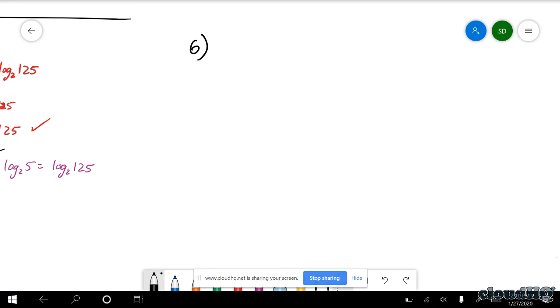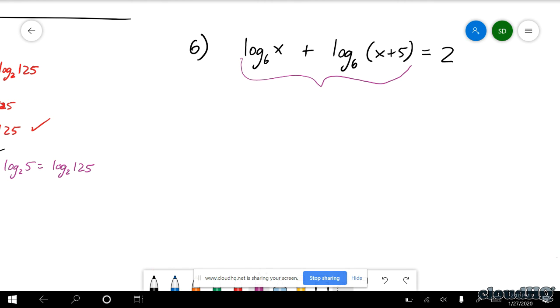Let's go with log base 6 of x plus log base 6 of x plus 5 is equal to 2. On the left side, we have 2 logs. We need to make 1 log.